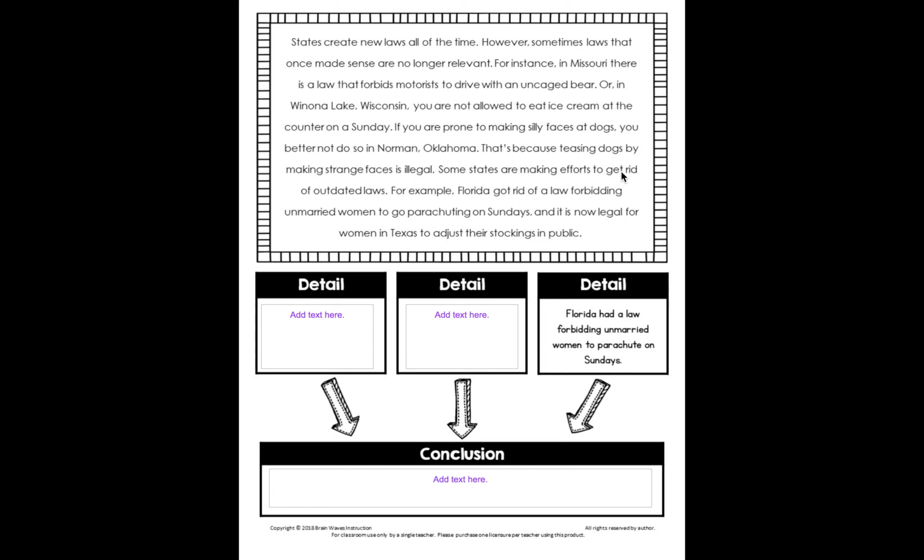Some states are making efforts to get rid of outdated laws. For example, Florida got rid of a law forbidding unmarried women to go parachuting on Sundays, and it's now legal for women in Texas to adjust their stockings in public.